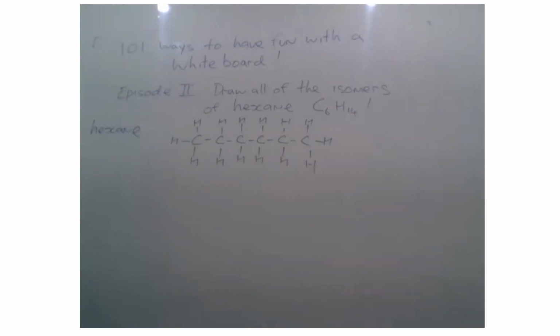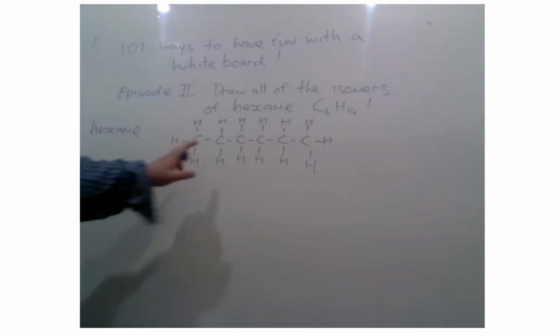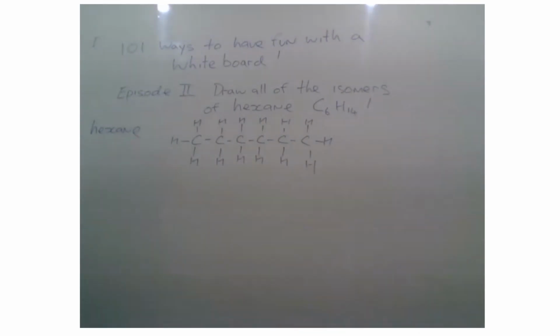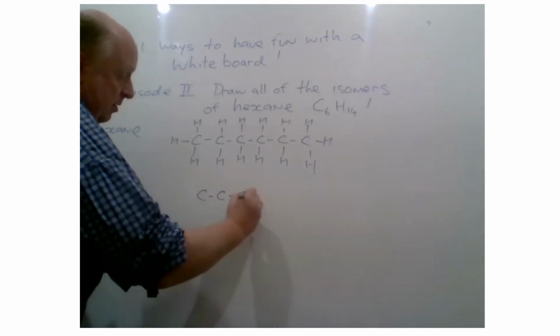Okay, so how do we systematically go about drawing the isomers of hexane? Well, obviously, if we're going to start putting alkyl groups in there, the smallest alkyl group we should start with is methyl. That removes 1 carbon from the chain and leaves us with 5 in the main chain. So these now all become pentanes. So let's start off with the first pentane isomer. So I'll start by drawing 5 carbons.